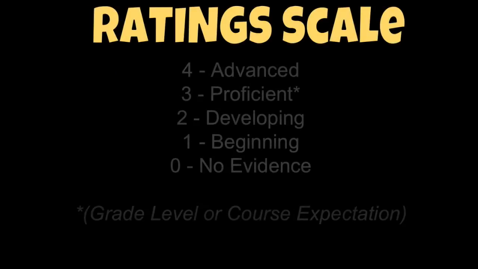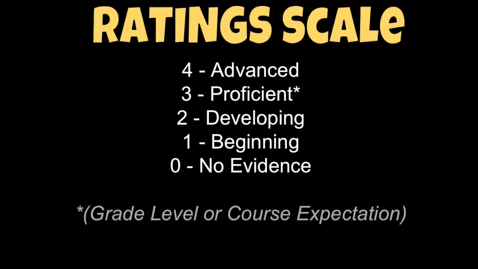When the standards that the students are working on are assessed, they fall on a 0 to 4 rating scale. And these are based on the rubrics that are created around those assessments. It should be noted that a 3 is the grade level or course expectation. And if you earn a 4, that advanced criteria is based on whatever the criteria is for that particular assessment on the rubric.